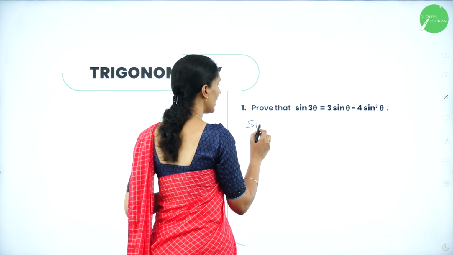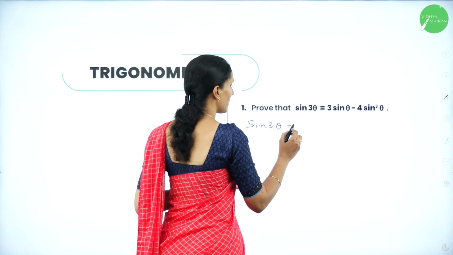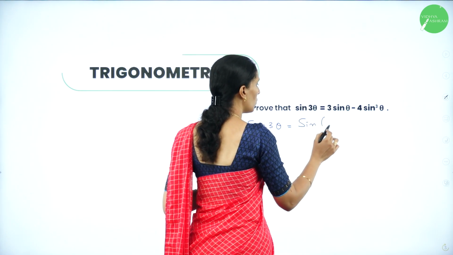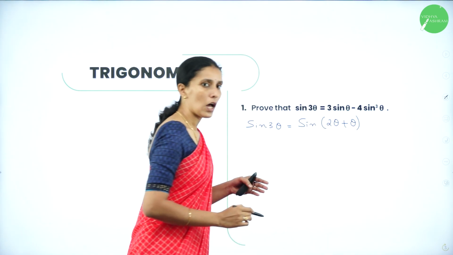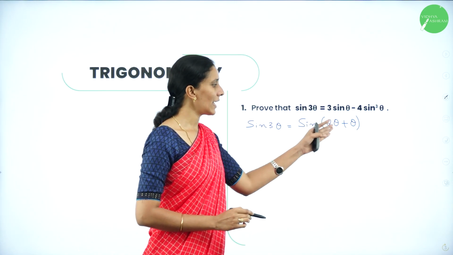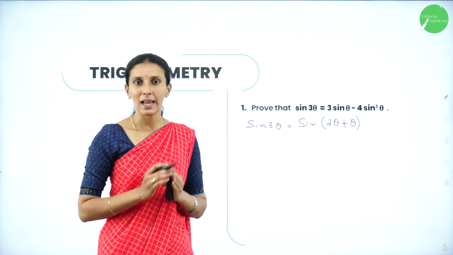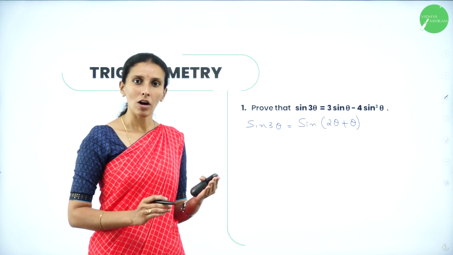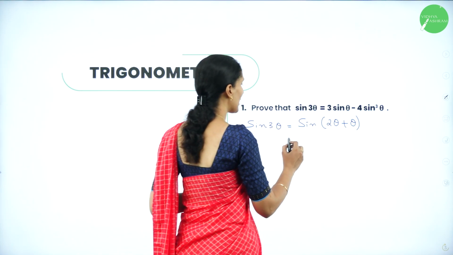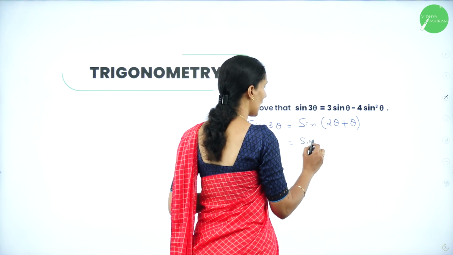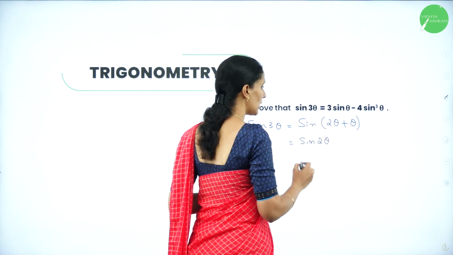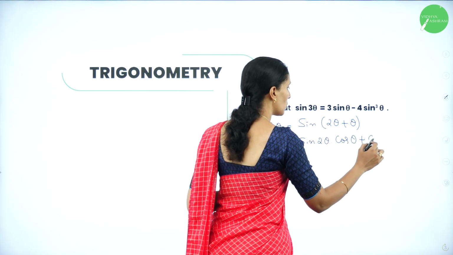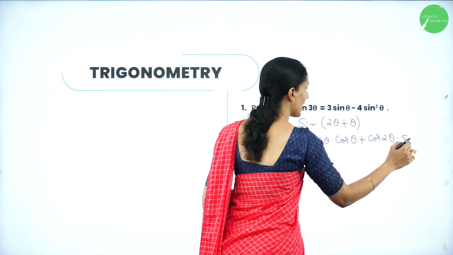So let sine 3 theta be written in the form of sine 2 theta plus theta. Now, this is in the form of sine A plus B. How is sine A plus B written? As sine A cos B plus cos A sine B. So, we will expand this in terms of sine A, which is nothing but sine 2 theta, cos B, which is cos theta, plus cos 2 theta into sine theta.